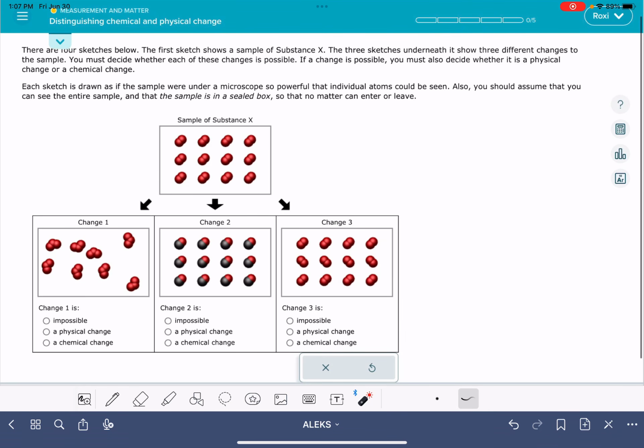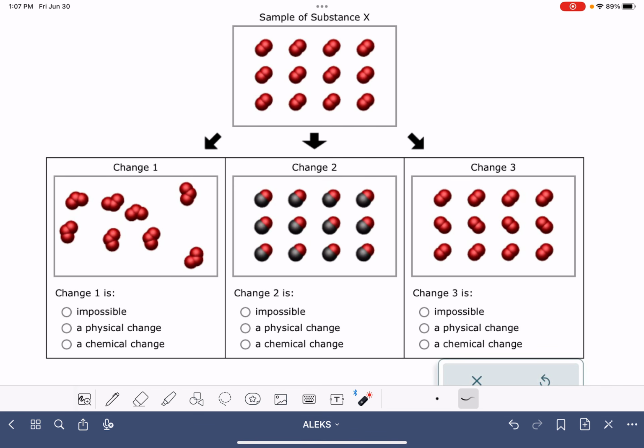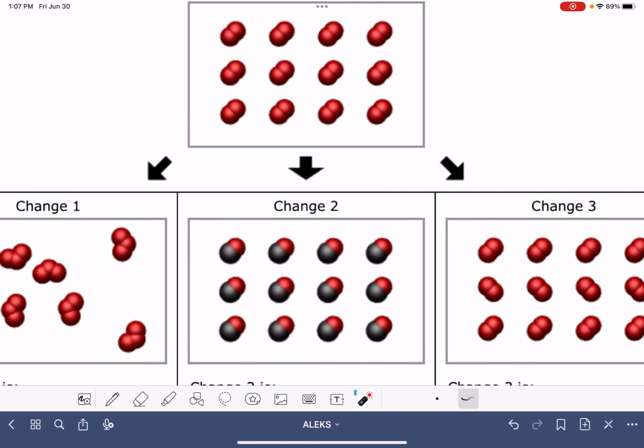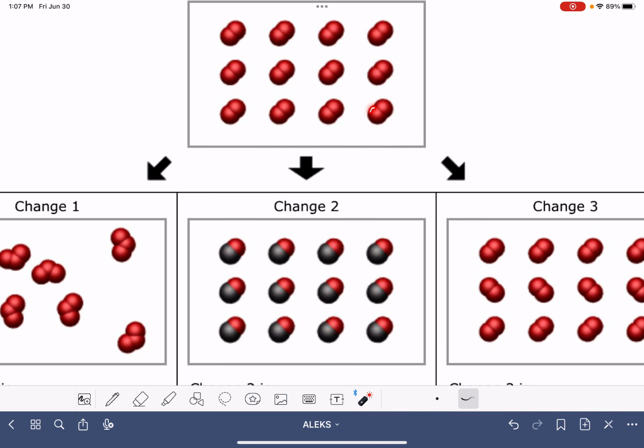In this video, I'll show you how to solve the ALEKS problem called distinguishing chemical and physical change. This problem is going to give us an initial sample of a substance. This is molecules being represented with these little spheres. Each sphere represents an individual atom. So for this particular molecule here, you can see there's kind of like two blobs merged together. That is two separate spheres, and that represents two atoms.